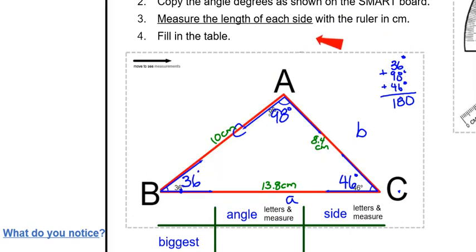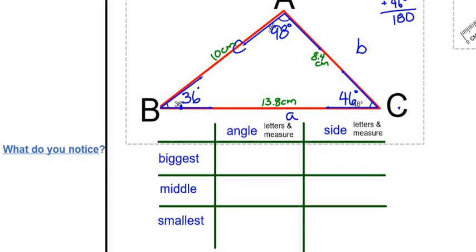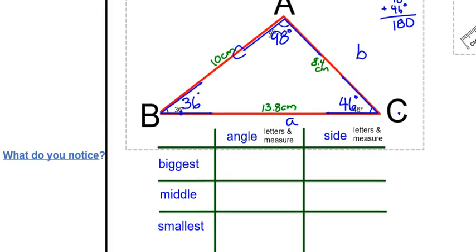And then our question would like us to fill in the table. And notice that that table is down at the bottom of the page. So what they want us to do is to order our angles from largest to smallest. So we're going to go from biggest to smallest. We're going to fill in our angles. We're going to fill in the letters and the measure. And then we're going to do our sides, and we're going to fill in the letter and the measure. Again, we're going to do that from biggest to smallest.